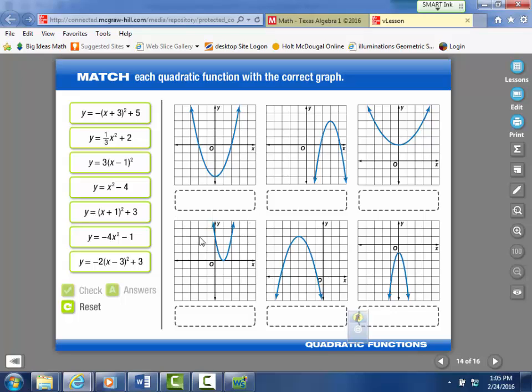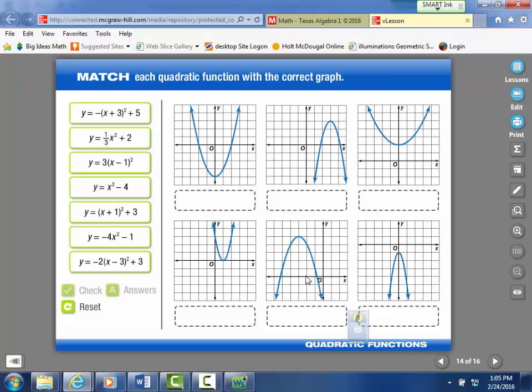All right, so now that you're looking, we can tell that this is a negative out front, so it should be opening down. And the plus 3 means it should have moved to the left 3 and up 5. So let's see, opening down, yes, but it went to the right, so that's not it. Opening down, and it went to the left of the y-axis.